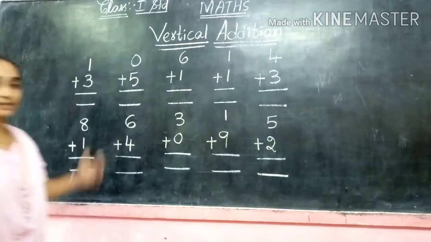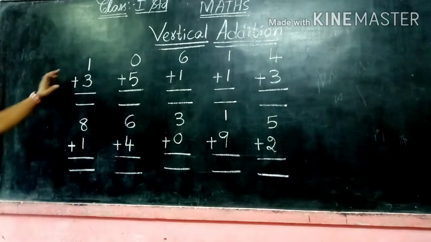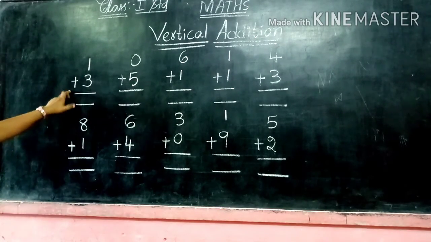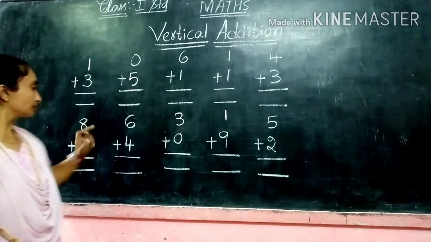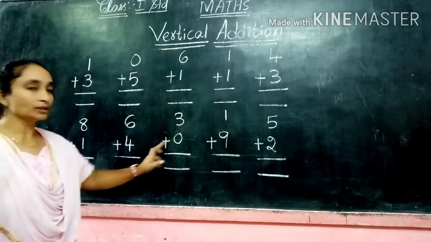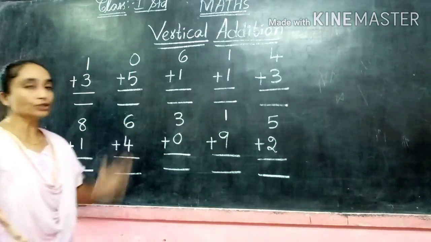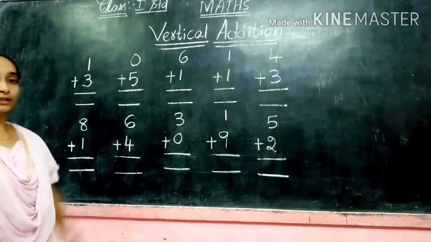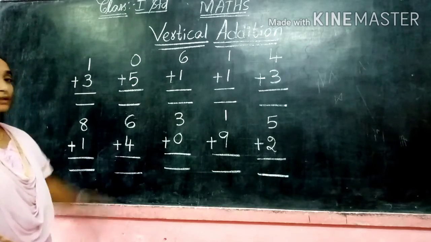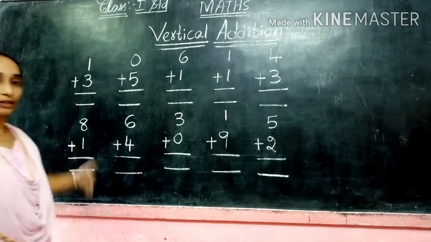So children, here we can see the vertical additions. The first one here we can see. So all we are using the plus symbol. For each and every one, for everything we have written the plus symbol. So children, here no need to draw the pictures for each and everything. So no need to use the pictures. Let us see like this only.